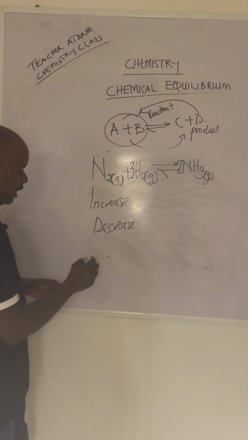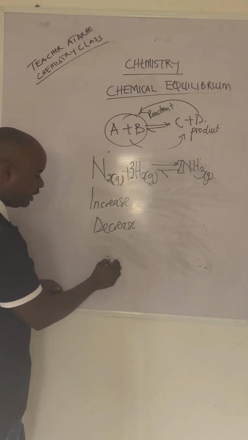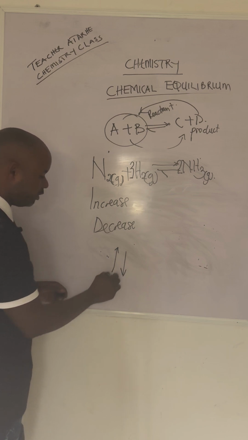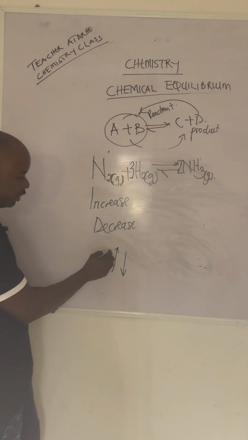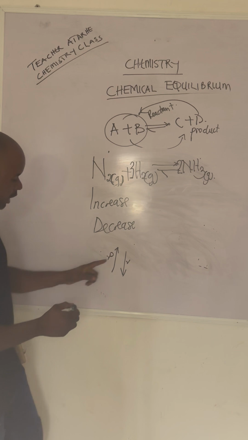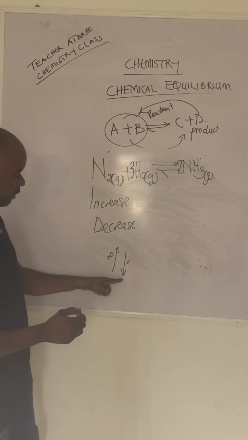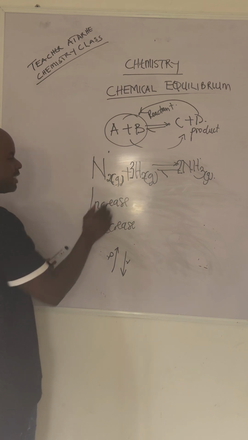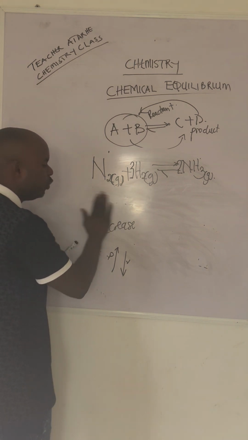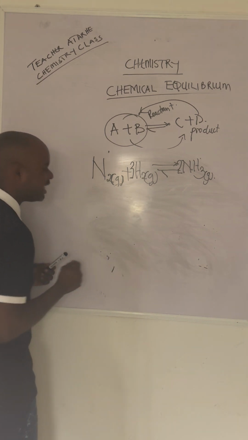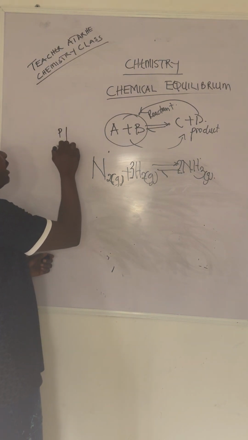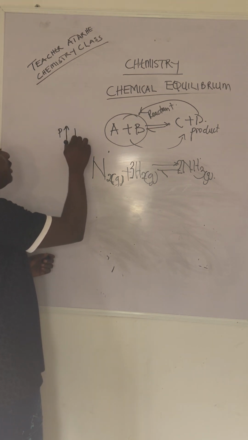For instance, let there be an increase in pressure. If pressure is increasing, volume is decreasing. That is the meaning of inverse. Increase in pressure, this is P, this is V: increase in pressure, decrease in volume. You are going to look at the side that has the lower volume, because we said increase in pressure decreases the volume.